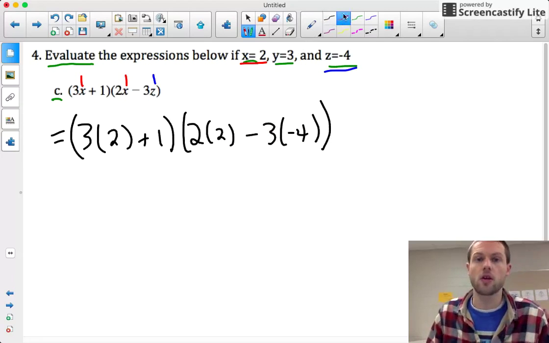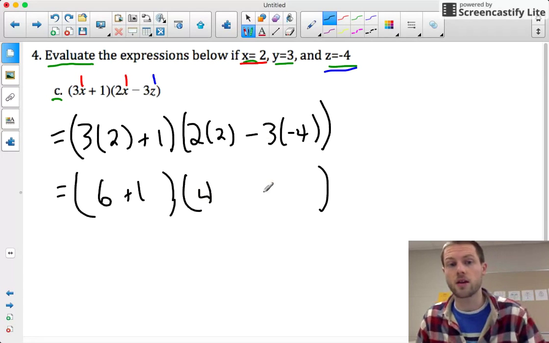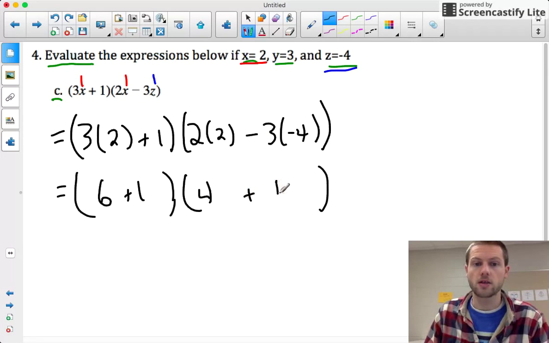I'm evaluating what I have inside of these parentheses, these factors, this expression. So let's start with this set of parentheses here. I've got 3 times 2. That's going to give me a 6 plus 1. And now over here, I've got a 2 times 2. That's a 4. And now I have a -3 and a -4. That's going to give me a positive 12.